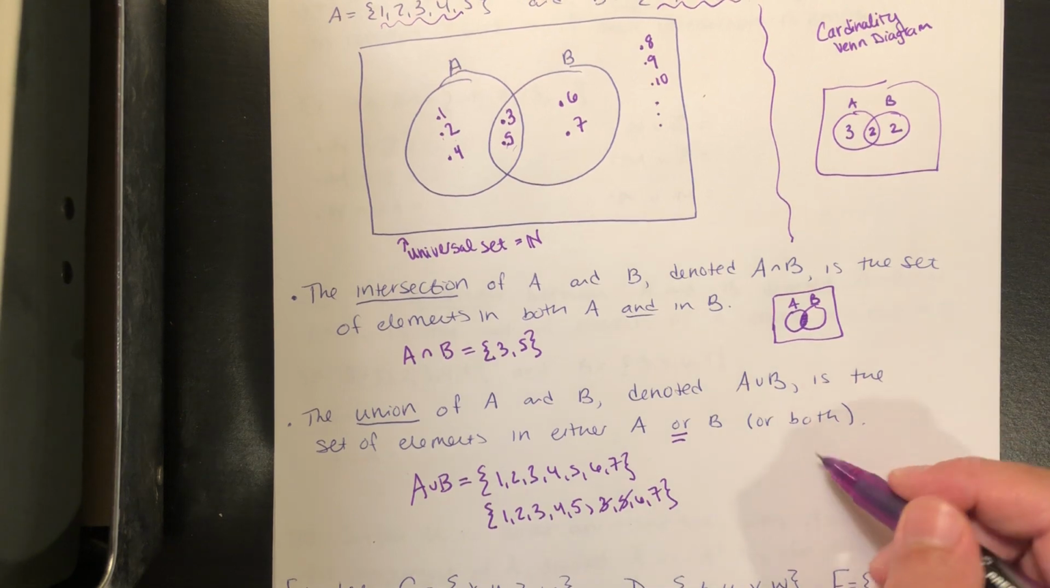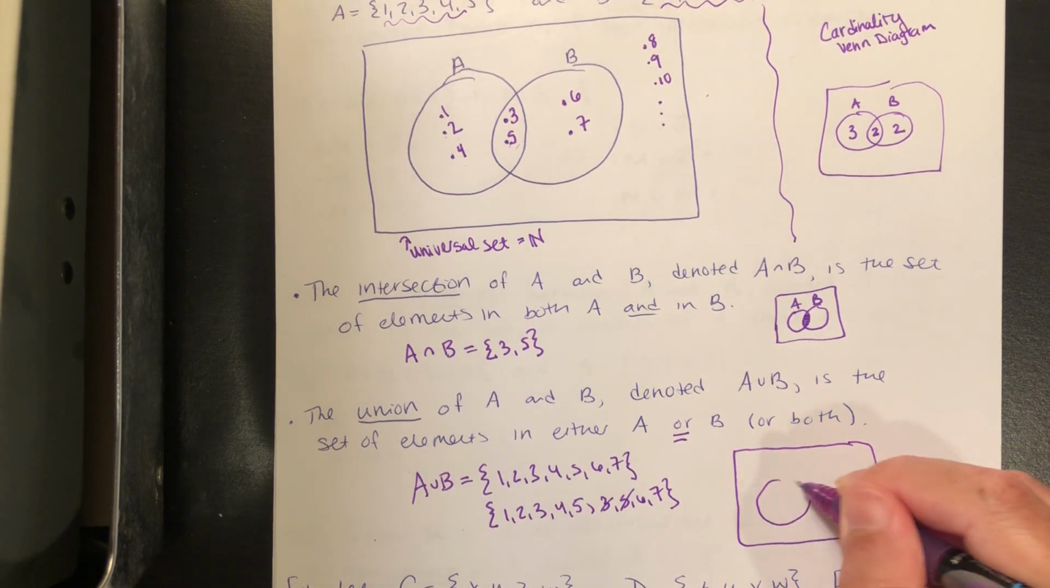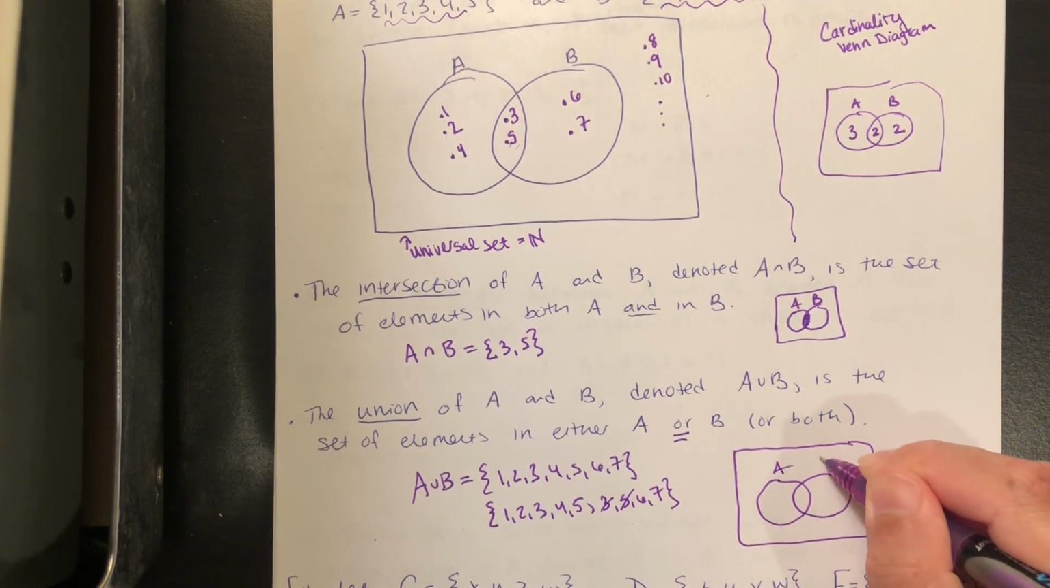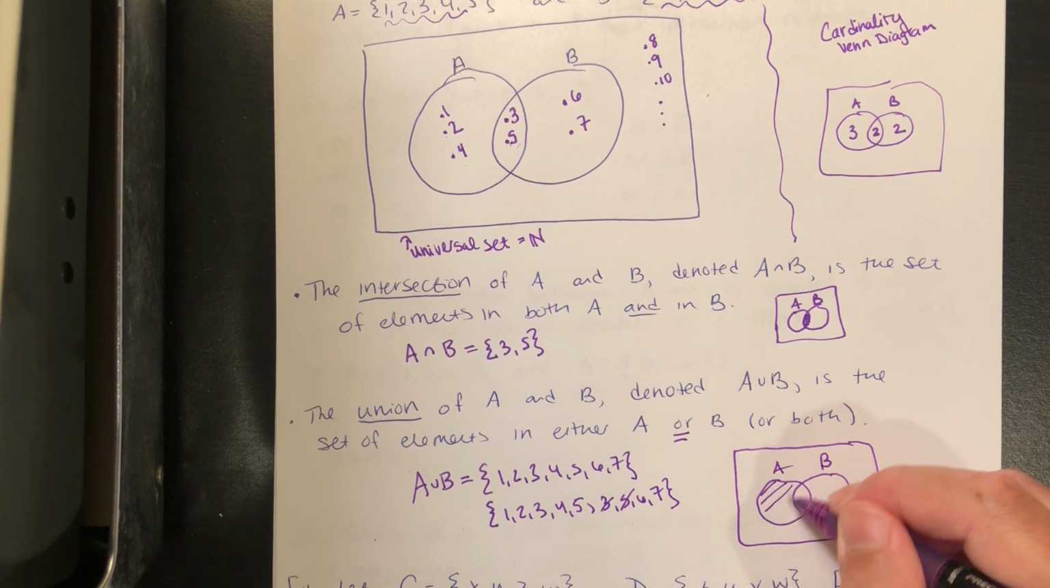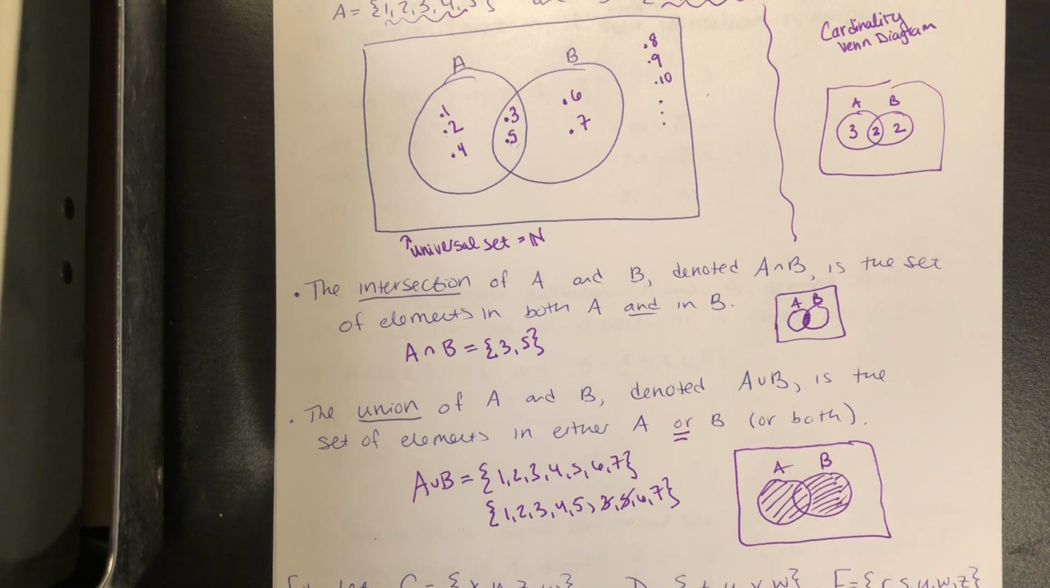And just like before, we can give a general Venn diagram picture of the union of A and B. Here's A, here's B. The union is just everything, right? We're gonna shade in everything in A along with everything in B.